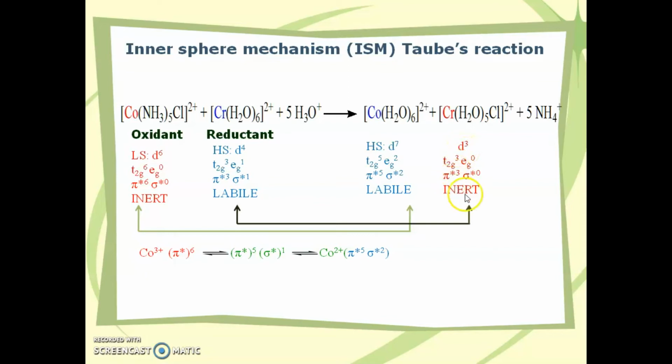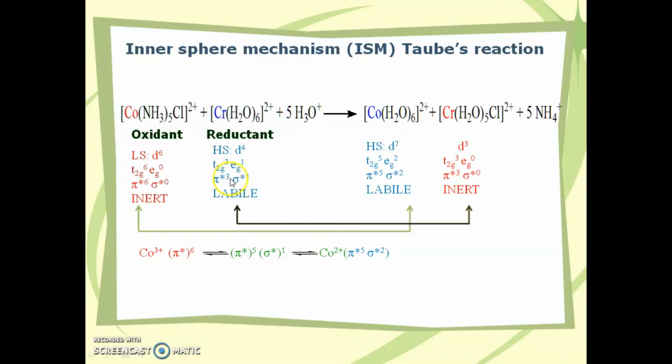So what happens here? The net reaction we are going to understand in this way. Cobalt 3+, which was initially with the pi star 6 configuration, goes to the excited state where one of the electrons is excited to the sigma star orbital. So it becomes pi star 5 and eg star 1. Now in this excited state, there is a transfer of electron from chromium to cobalt.